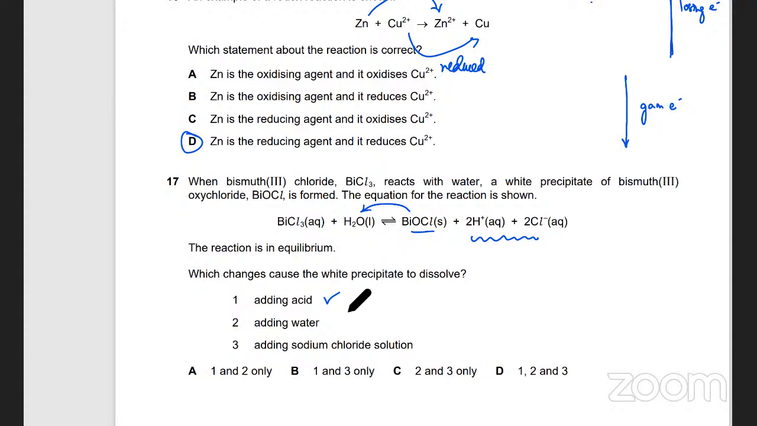अच्छा ये clear है first one? Yes. अच्छा adding water add करोगे तो water क्या करेगा? You add water तो equilibrium में opposite करना है. It's going to decrease water. तो वो where would it send the water? It's going to send it in the forward direction. तो ये गलत हो गया, ठीक है? So adding water would not help. It will actually make more of the precipitate, right? Is that clear?